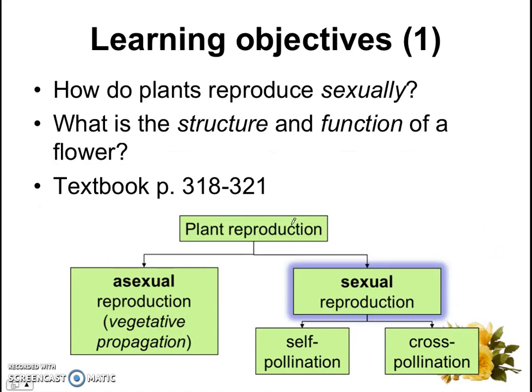Okay, so just to return to the learning objectives, make sure that you are able to state the structure and functions of the different parts of the flower, and also to explain how plants reproduce sexually. Right? What's the male gamete? What's the female gamete? Where are they found? And so on. Okay, so I'll see you in the next lesson.